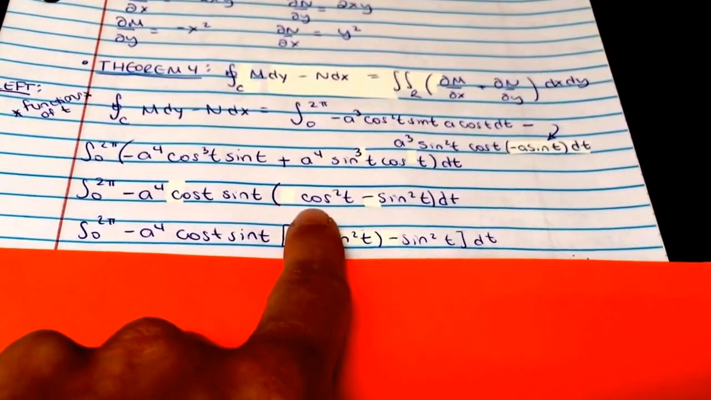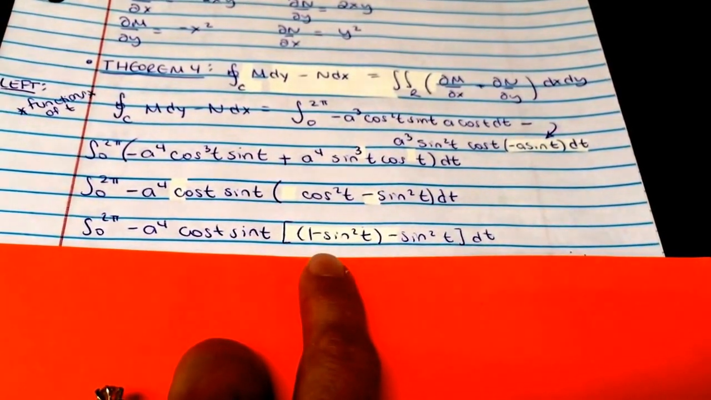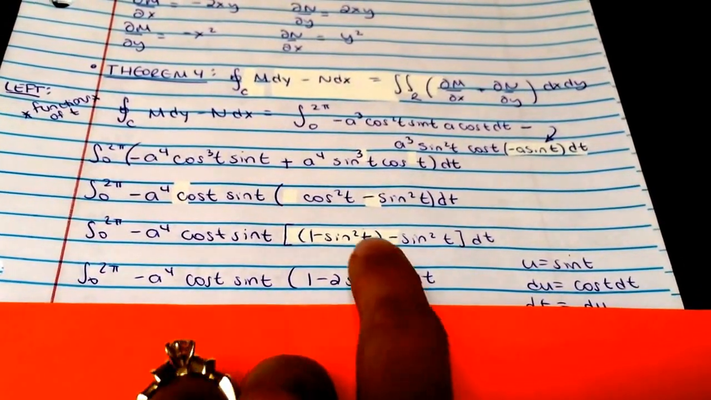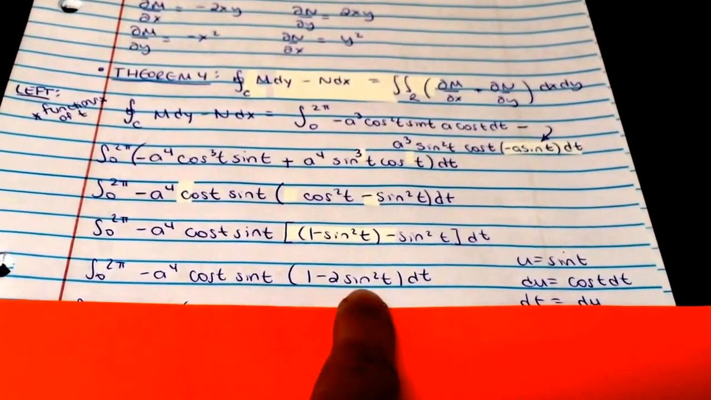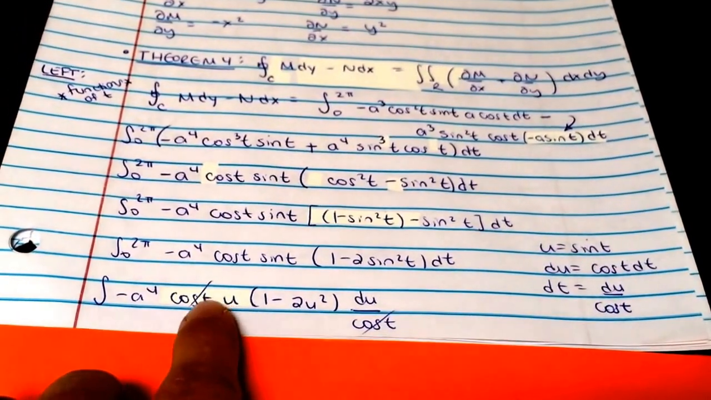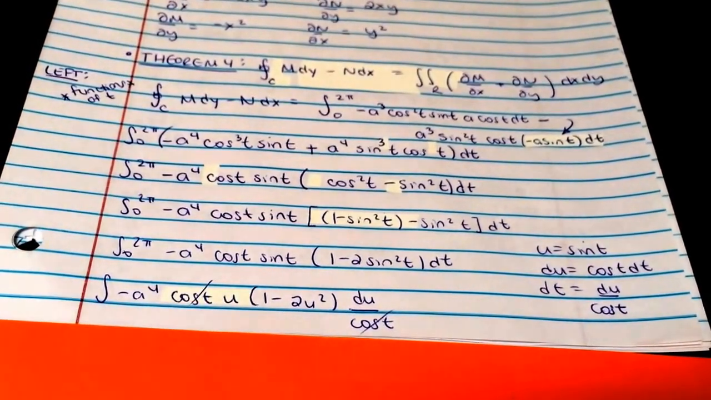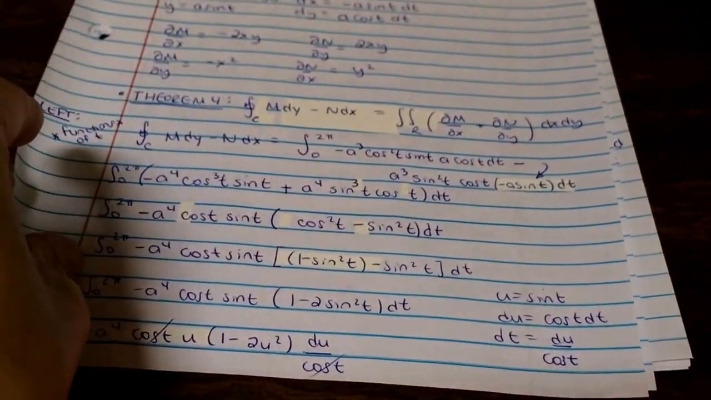This is something different. Cosine squared is the same thing as 1 minus sine squared. And then you have another minus sine squared here, so it's this. And then notice you have sines and sines, so you can let u be sine. And then you'll be able to cancel this cosine. The a is just a number, so don't worry about it. It doesn't affect you at all.